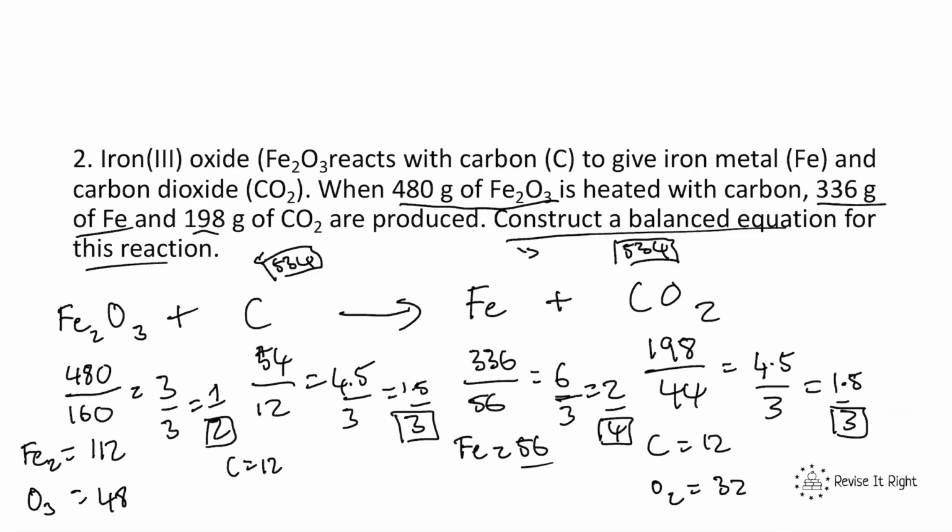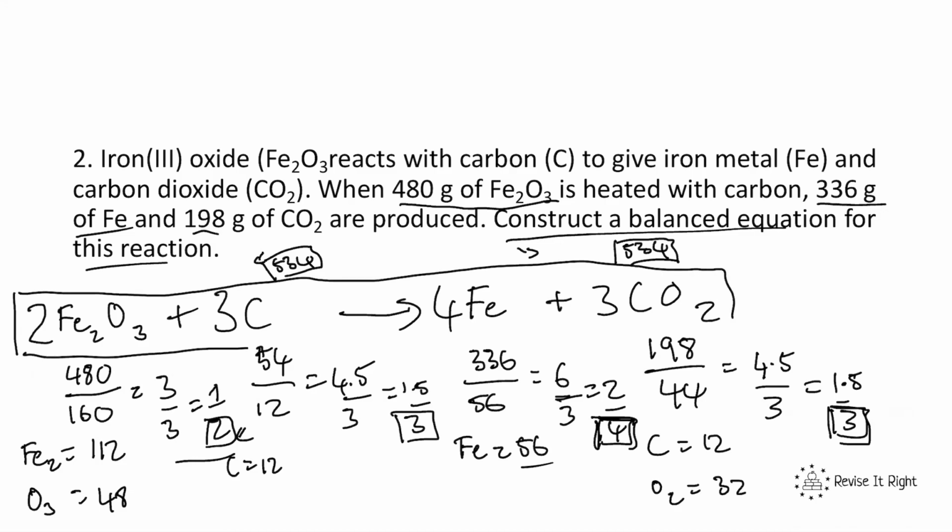So that tells us that 2 moles of iron oxide, so we can put that here, reacts with 3 moles of carbon, so we're going to pop that here, to produce 4 moles of iron, and we're going to put that there, plus 3 moles, because it tells us there, of carbon dioxide. And that is the correct balanced equation for that reaction.